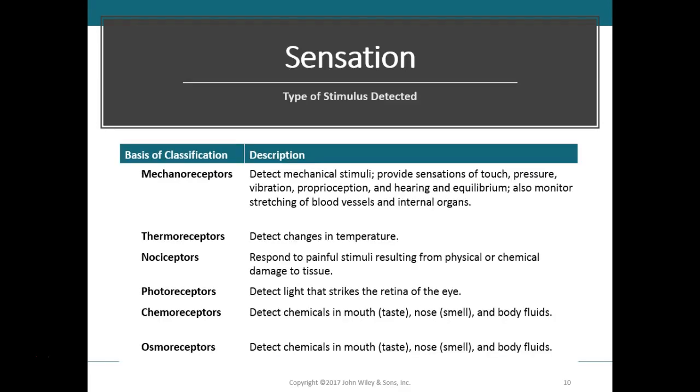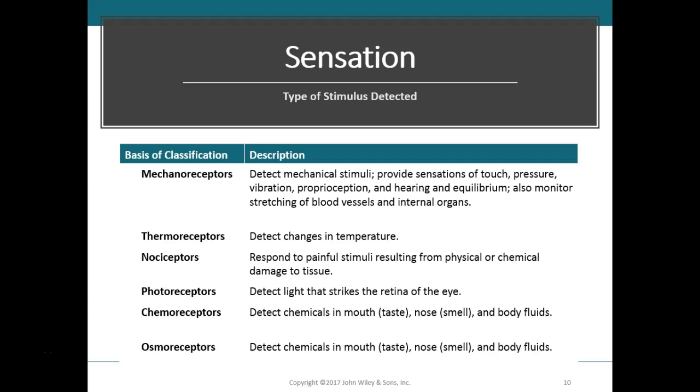Now, the next thing we want to look at is classifying the receptors based on the type of stimulus they detect. So we'll begin by just doing a classification of these. Mechanoreceptors are sensitive to mechanical stimulus such as stretching or bending or deforming cells. Mechanoreceptors provide the sensation of touch, pressure, vibration, proprioception, hearing, and equilibrium. They also help to monitor the stretching of blood vessels and internal organs. Thermoreceptors, that one should be pretty easy. They're going to detect changes in temperature.